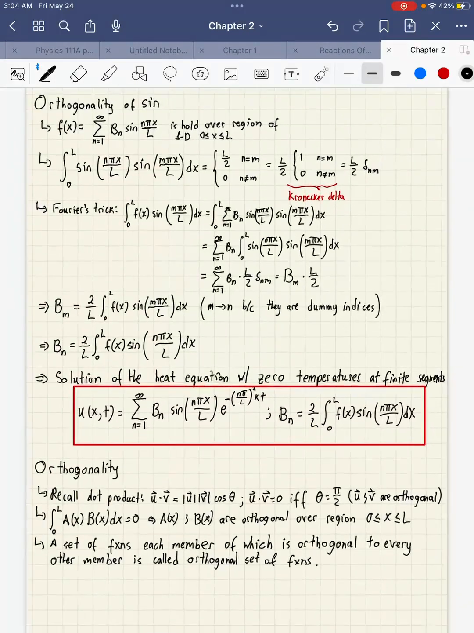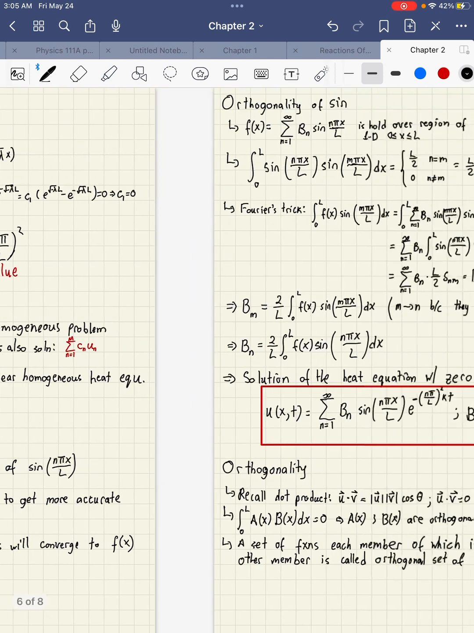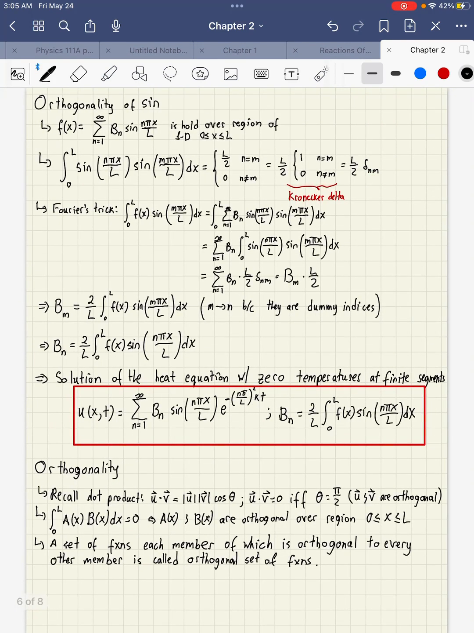This orthogonality will be really useful because the farther we go to solve PDEs with different boundary conditions, we still have to consider the type of eigenfunctions and eigenvalues, and when we apply the initial conditions, we have to use this Fourier trick, which is derived from this orthogonality, that will help us to find the unique solutions that we are looking for.